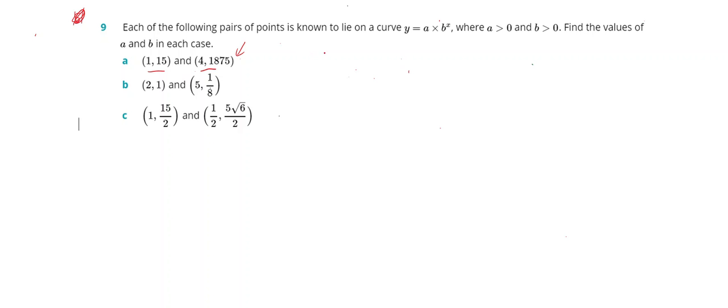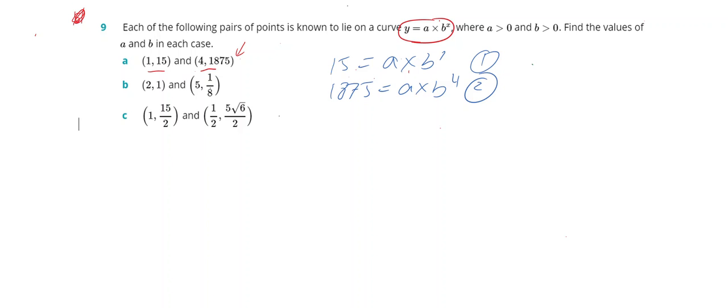So let's sub that into the base case model. When y equals 15, I know x equals 1. When y equals 1875, x equals 4. Can you see equation 1 and equation 2?